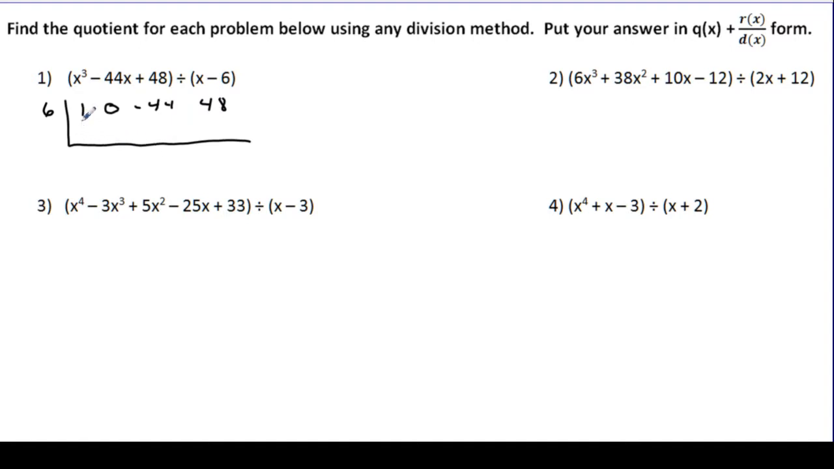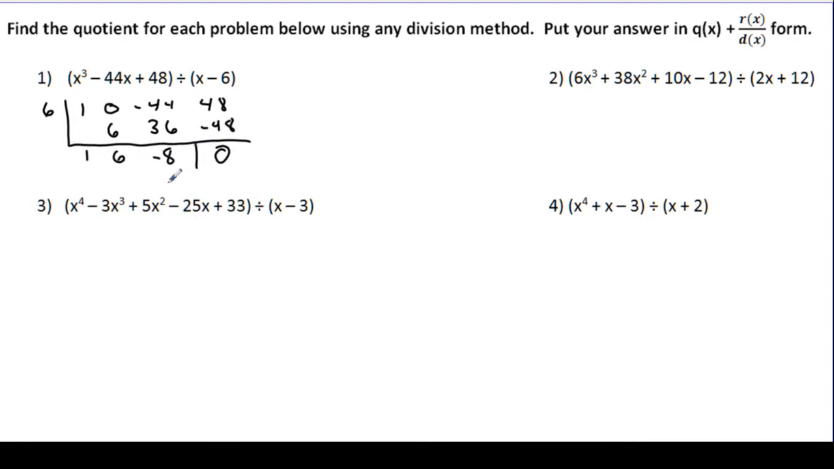Right, and now I'm going to do synthetic division by bringing down my first term, multiplying the 6 times that first term, and the answer goes in the second column. I'm going to add down the second column, and I'm going to multiply again. 6 times 6 is 36, and when I add together negative 44 and 36, I get a negative 8. Then I'm going to multiply again. 6 times negative 8 is negative 48. I'm going to add down the column one more time, and in this case I have a 0 remainder. That last number is always going to represent the remainder.